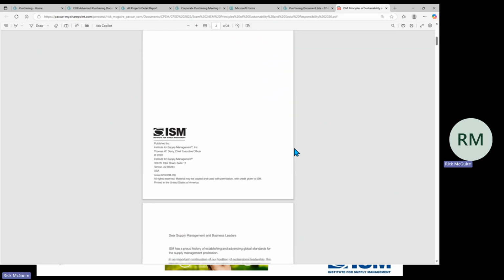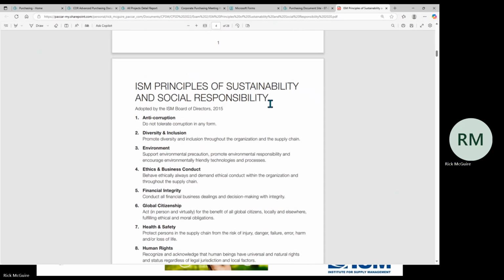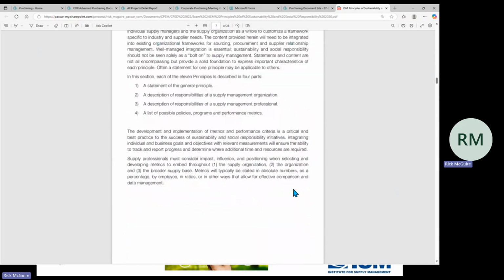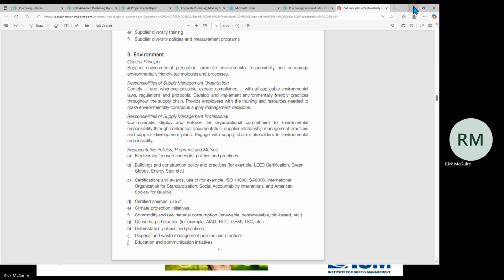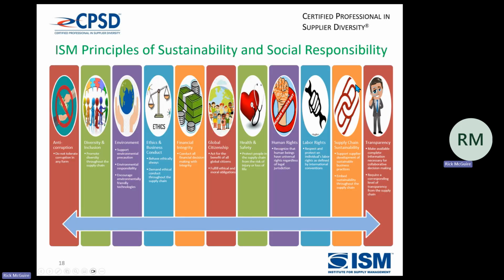Looks like this cover. And then what you have are these: anti-corruption, diversity, inclusion, environment, ethics, financial integrity, global citizenship, health and safety, human rights, labor rights, supply chain sustainability, and transparency. And it goes into each one. So here they are again, the 11 different principles of sustainability and social responsibility from ISM.